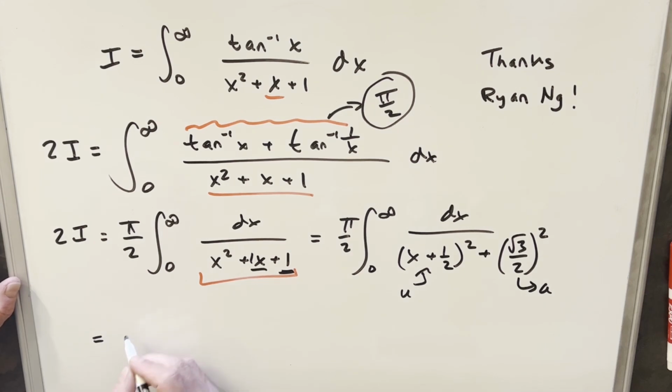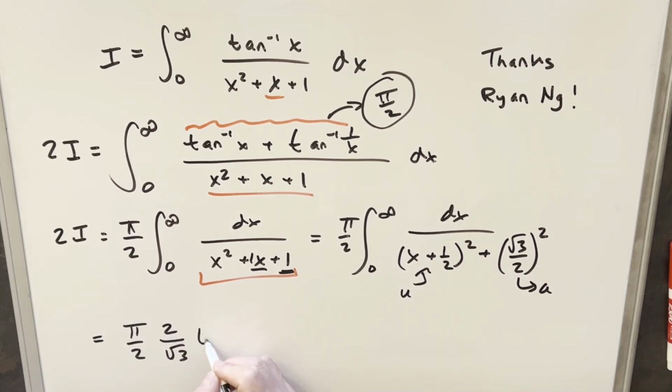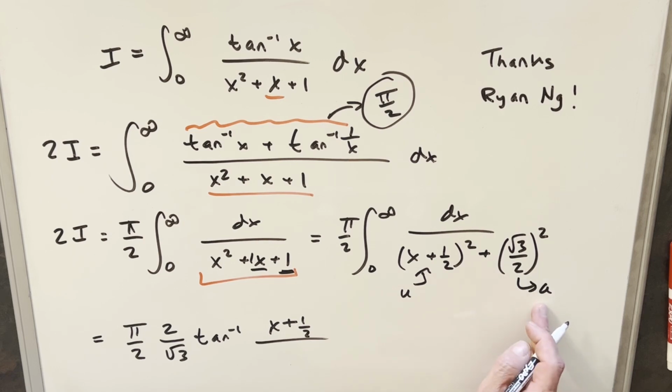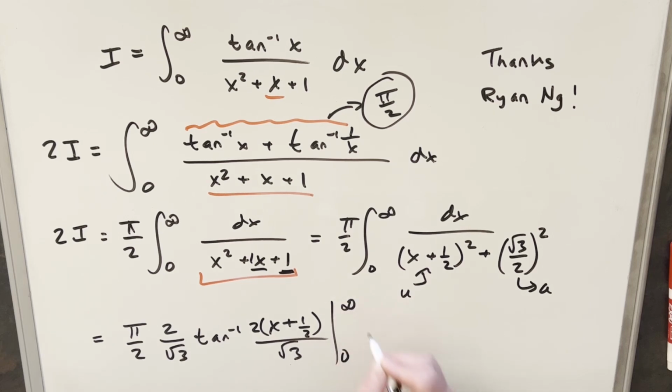Okay, so now integrating with that formula, we'll just have our pi over 2 out front. Then for 1 over a, it's just going to be the reciprocal of this, so I'm going to write this as 2 square root of 3. Then we're going to have our arctan, our u value, which is going to be x plus 1/2 over, and then we'll need this a value again. We'll take the reciprocal like this, and we'll have 2 over square root of 3. And we just need to evaluate this from 0 to infinity.